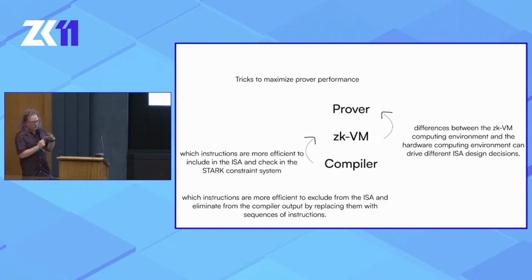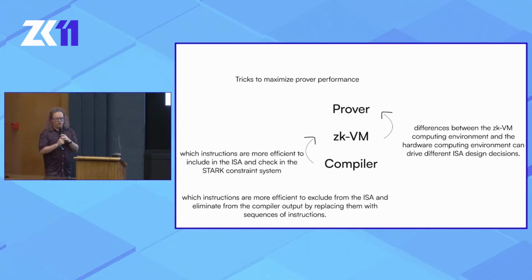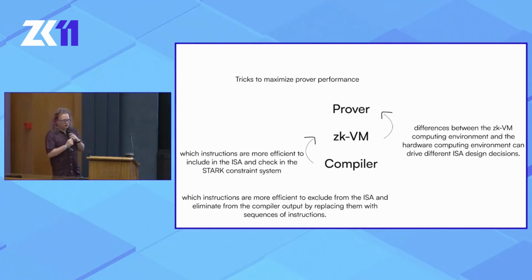So the VM we can think of as having communication on two sides. On one side, it talks to the prover. The prover is an engine that creates the zero-knowledge proofs themselves. On the other end, it talks to the compiler, which translates ordinary programs into the instruction set. At both of these, there are opportunities for optimization.